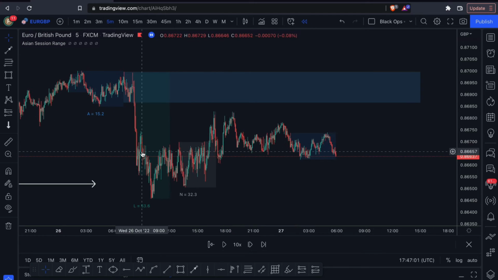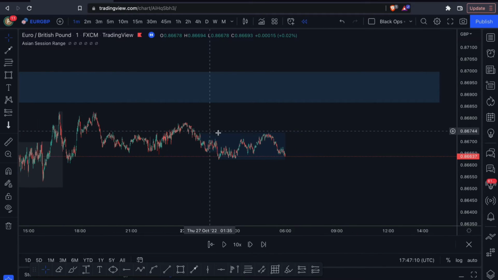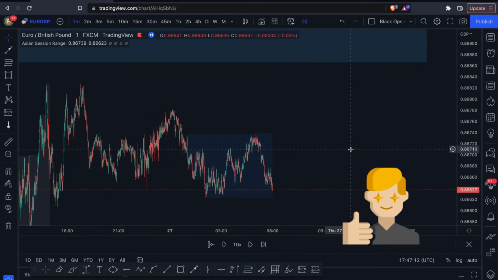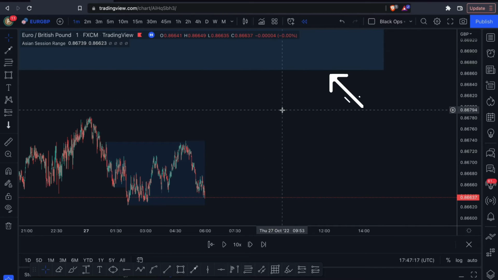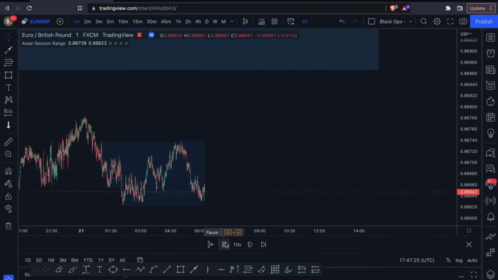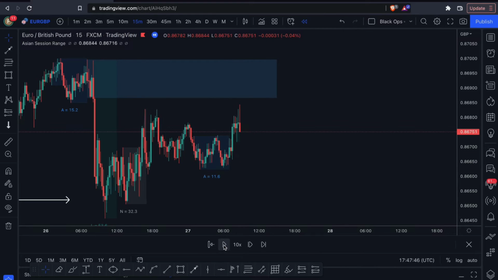We can see from our indicator that this is the Asian range. And now let's drop down to the 1 minute, which is the time frame that we are interested in today. What we're looking for now is we're waiting for price to come in and tap into this area here. Notice I did not refine down the 1 hour supply area. So let's fast forward this. So let's move on to the 15 minute time frame so we can move quicker.